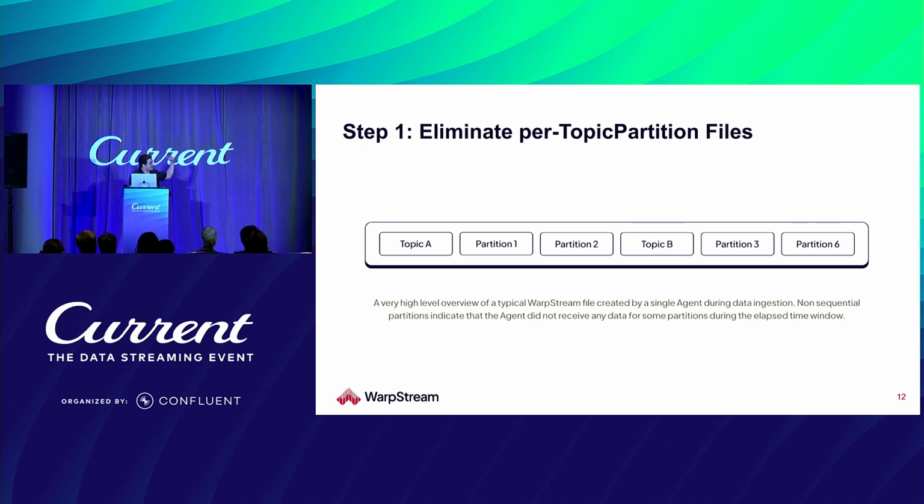So what we do is we emit these files that contain data from many different topic partitions. And so, even if you have 1,000 topic partitions, every agent only has to make one file like every 250 milliseconds. So that works pretty well, but it creates a lot of problems that have to be solved.